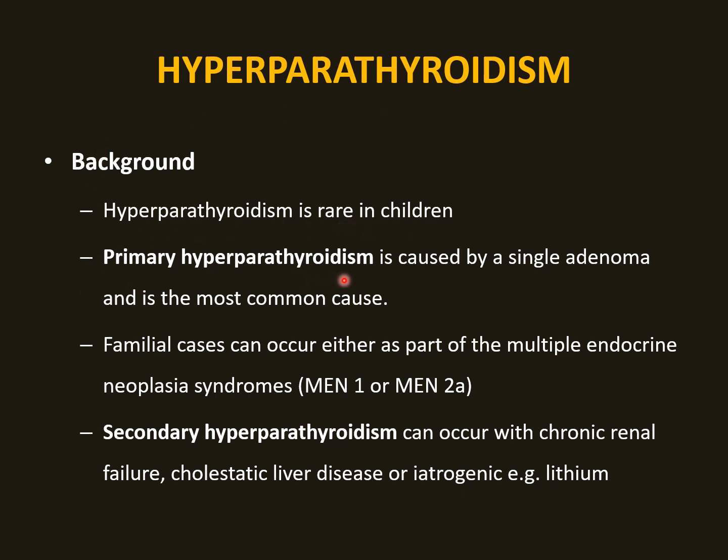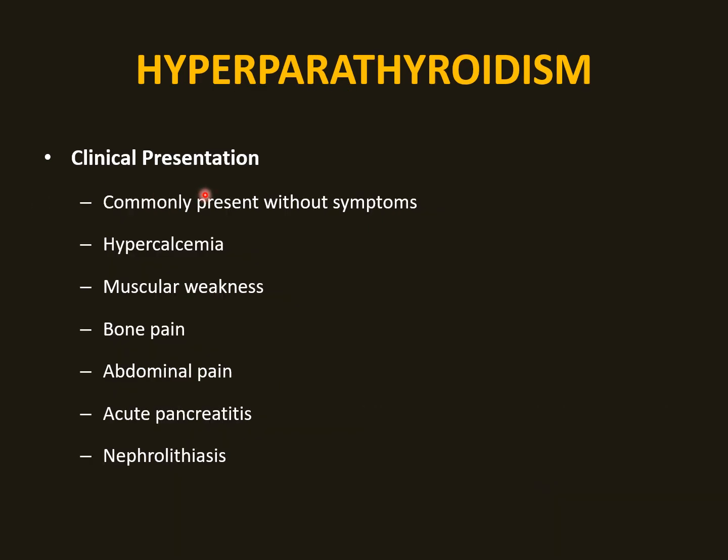Primary hyperparathyroidism is usually caused by a single adenoma, which is the most common cause, and can be associated with multiple endocrine neoplasia syndrome, MEN 1 or MEN 2A. Secondary hyperparathyroidism can occur with chronic renal disease, cholestatic liver disease, or be iatrogenic, for example lithium. The clinical presentation is related to the hypercalcemia, commonly without symptoms: muscular weakness, bone pain, abdominal pain, acute pancreatitis, and nephrolithiasis.